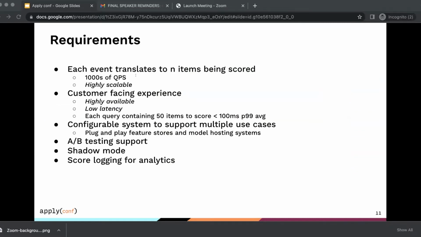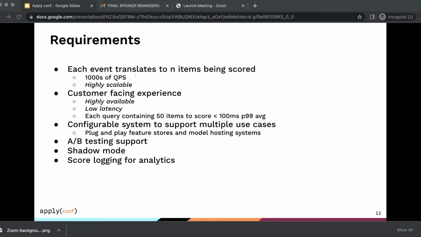Jumping into the requirements, I want to start by highlighting what I showed in the previous slide, which is a fan out problem. Basically, each event translates into n items that need to be scored. For example, we want to show relevant rewards when the customer opens the app. In that case, we will get the relevant rewards and then score them in the ML algorithm, which means we have to support a really high QPS per use case.